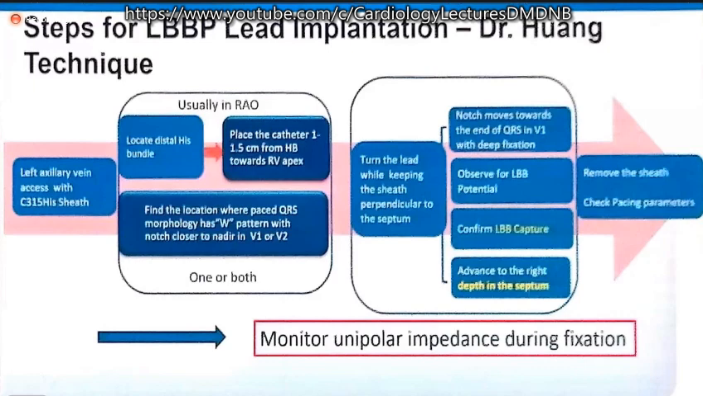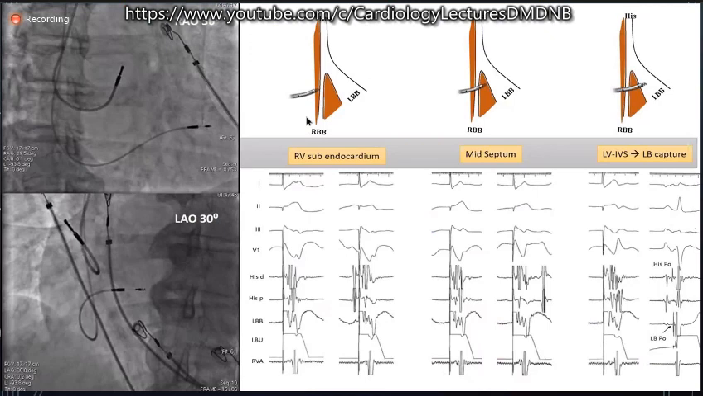So this is the typical location. And as you're on the RV subendocardium, this is how the paced morphology would look. Typical location would have lead 2 positive, lead 3 negative, aVR negative, aVL positive, and V1 would have this W pattern with a notch on the slant of V1. And as you go deeper, as you reach mid-septum, you can see the notch ascending up on V1. And as you reach the LV subendocardium, you have this typical QR pattern, and that's where you typically stop screwing in further and check the electrical parameters.